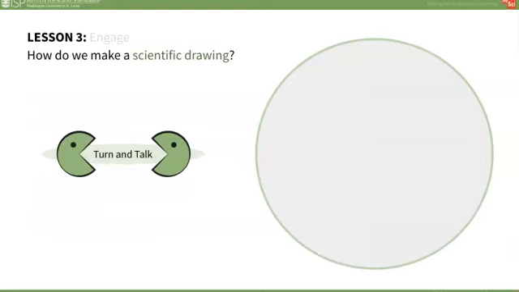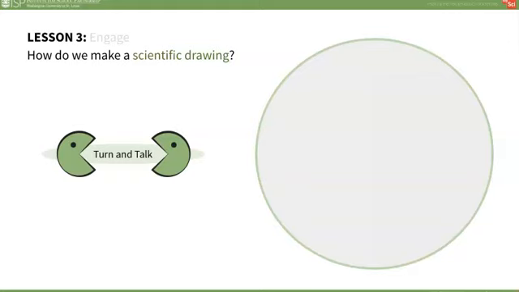In the engage portion of this lesson, tell the students, I am going to draw a picture of something. Teachers, at this point, you will draw a circle on the board. Ask, what is it? Take guesses from the class. Ask, is it the moon? Is it a hula hoop? What kinds of information could we add to our drawing so that you can tell exactly what it is?